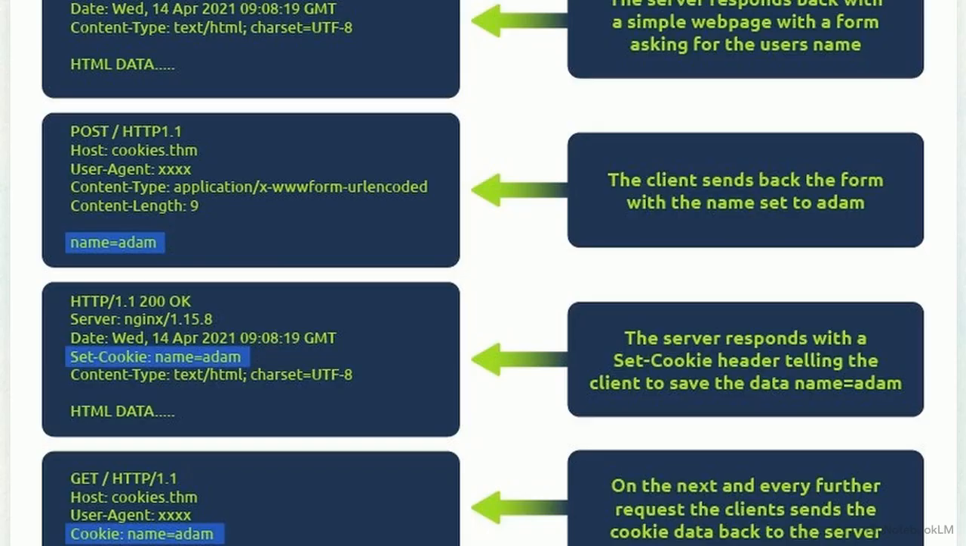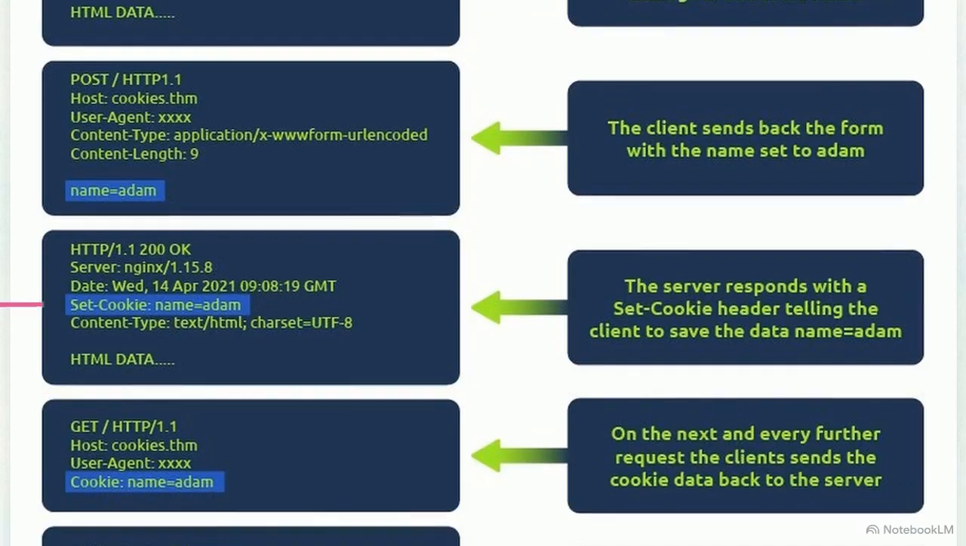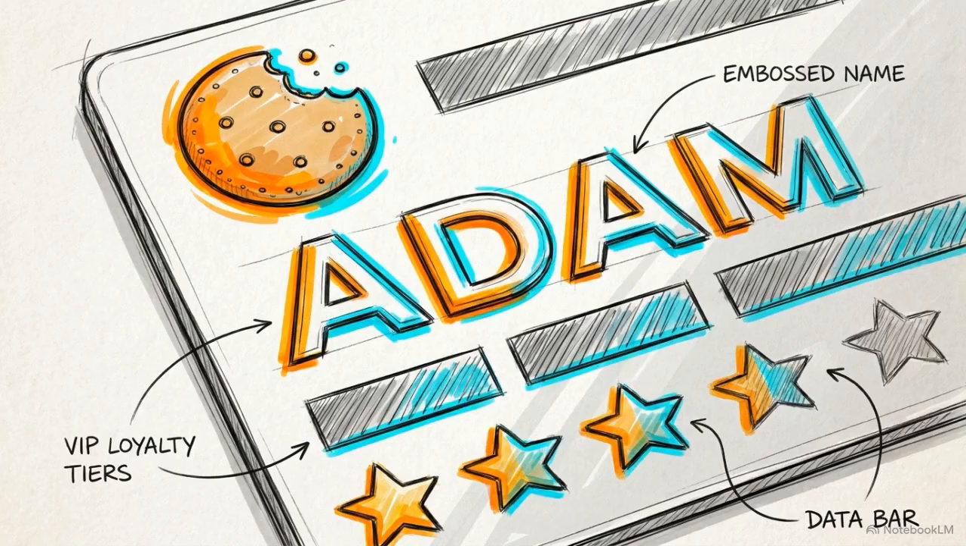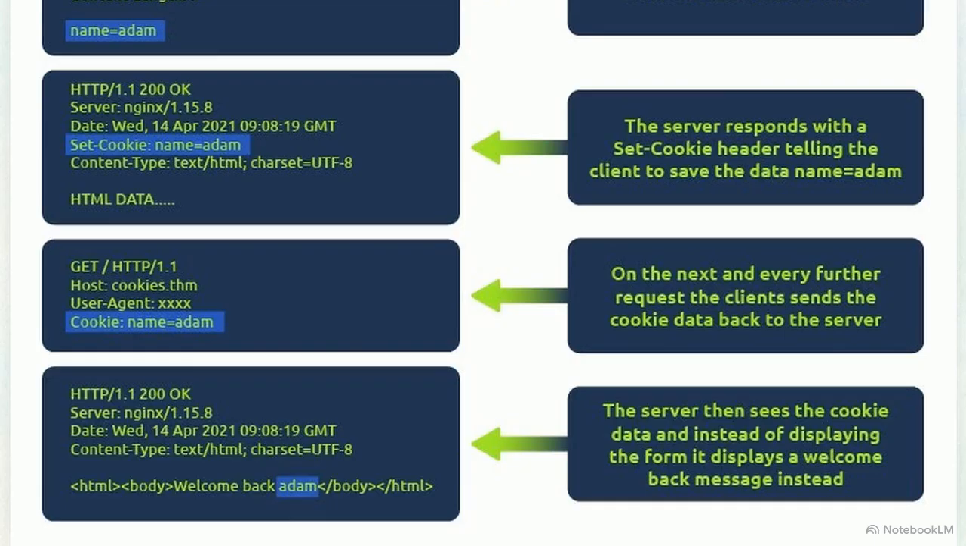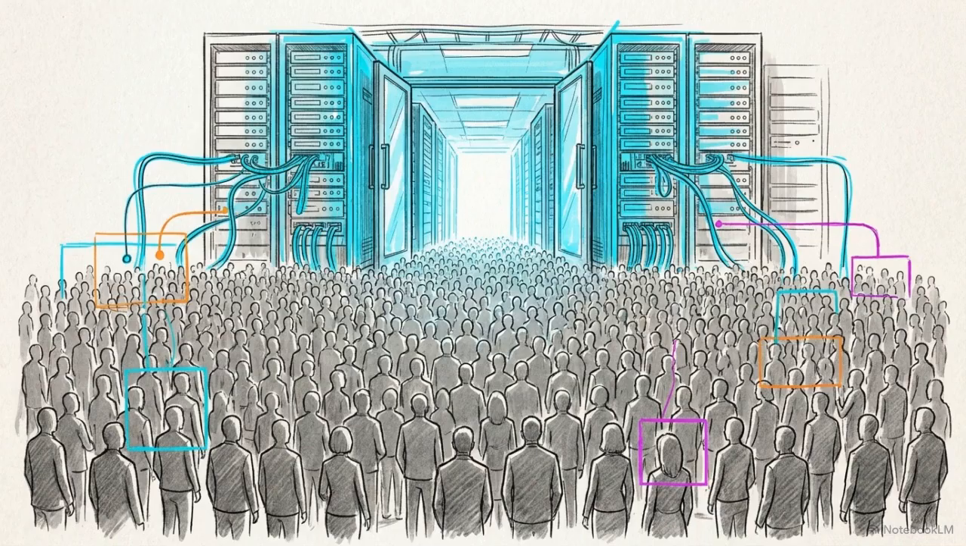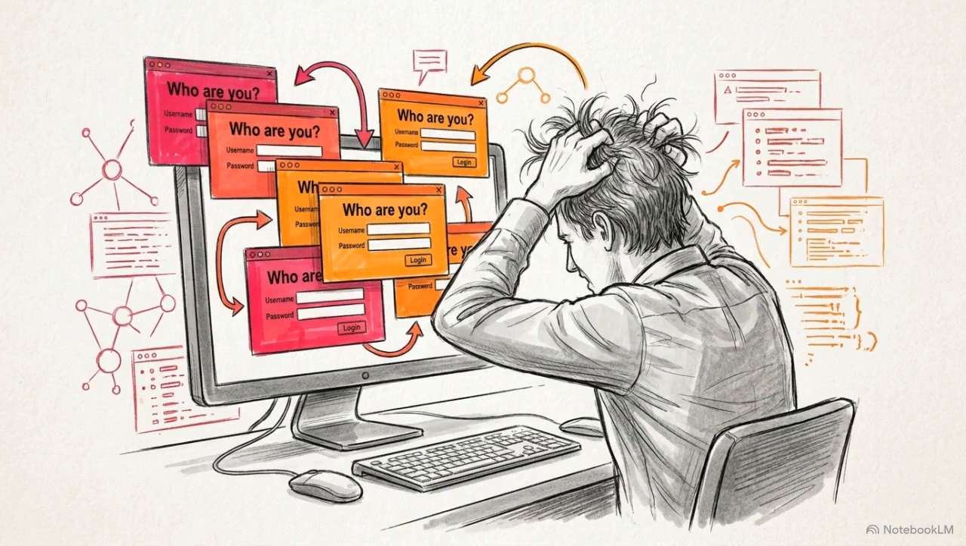Look at the middle two panels of this communication log. To help the server remember you specifically, it sends back a special header called a cookie, in this case setting the name to Adam. A cookie acts like a VIP loyalty card, saved right on your computer. Down in the bottom panels, you can see what happens next. On every future request, your browser automatically hands that cookie back to the server. The server reads the card, recognizes you, and can keep you logged into your account. Without headers and cookies acting as a persistent memory, navigating the web would be a frustrating, amnesiac experience where you'd have to reintroduce yourself on every single page.